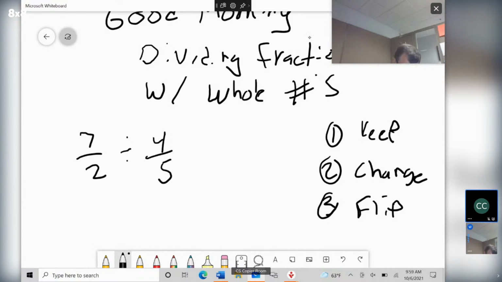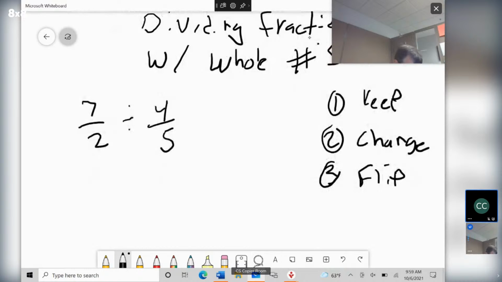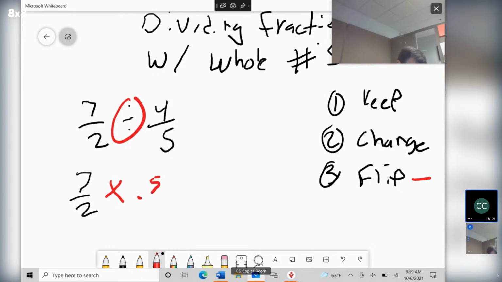Okay, so the first thing, we want to keep the first one. So the 7 over 2 is going to keep. We're going to change the division to multiplication, and then we're going to flip the third fraction. So this is going to be now 5 over 4.